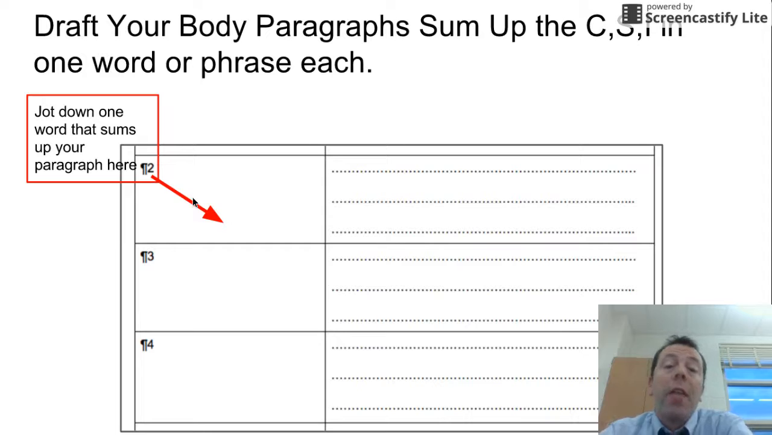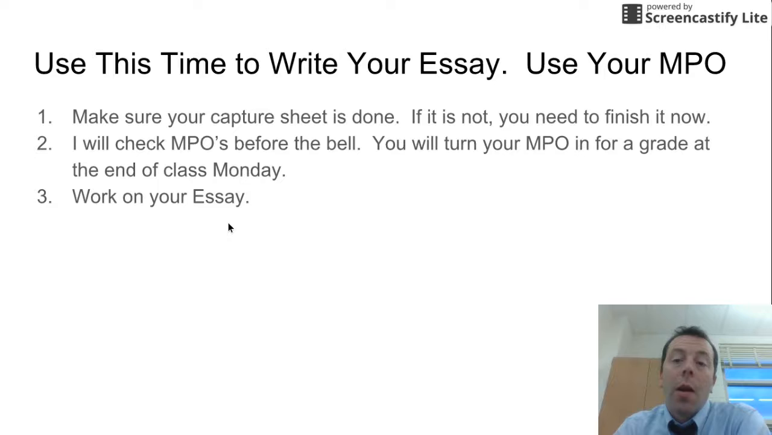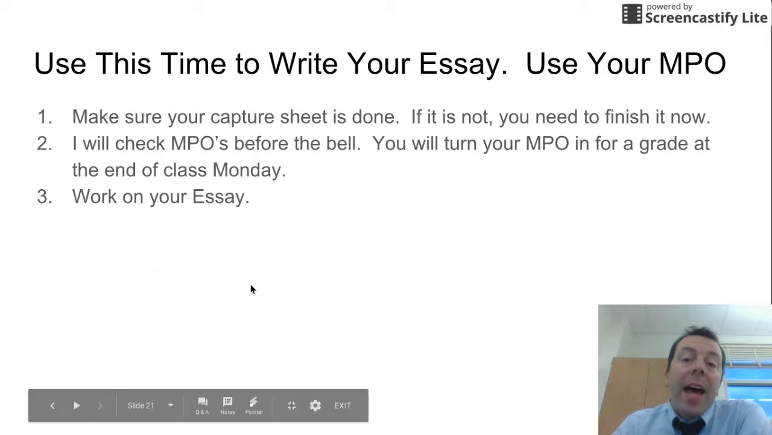And go ahead and jot down that word or phrase that sums up what you are covering in that paragraph, just like you did for your introductory paragraph. One word that sums up your paragraph there. Okay? You can draft those other body paragraphs, like I said. You're going to pull that from your arguments. Those will go into the claim line. And then your supports, those are going to come from the evidence box. Okay, sum up your claims and your supports and your interpretations, and then go ahead and plug in those words or phrases that sum up each paragraph on the left. All right, and that is it.